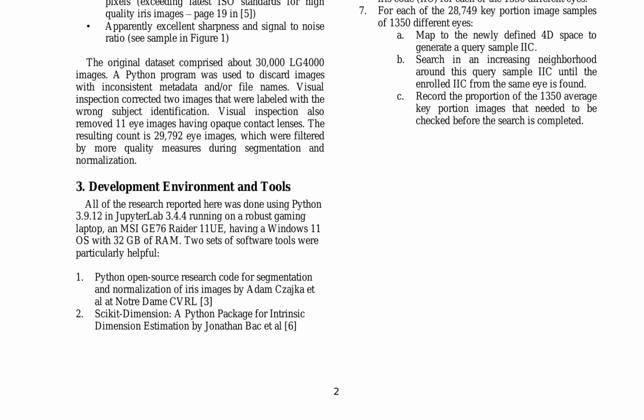For each of the 28,749 key portion image samples, the query sample IIC is generated by mapping to the 4D space, and a search is performed in an increasing neighborhood around the query sample IIC until the enrolled IIC from the same eye is found. The proportion of average key portion images needed to be checked before the search is completed is recorded.